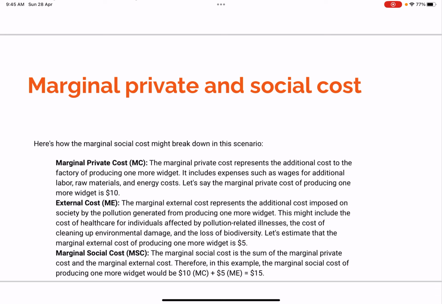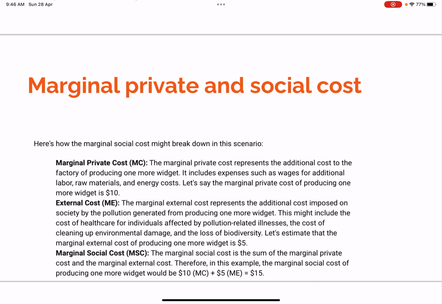And private cost is the cost which I said involves the fixed cost and the variable cost. So if you want to produce one more unit, one more widget from this factory, let us say that the additional cost for producing one more widget is $10, right? So the marginal private cost then becomes $10, and the marginal external cost becomes $5. So the marginal social cost would be 10 plus 5, that is $15.